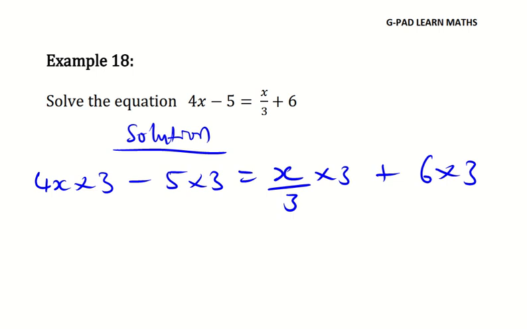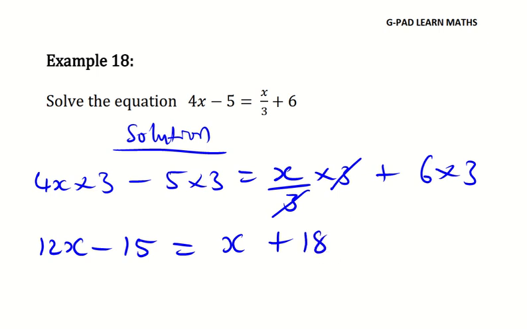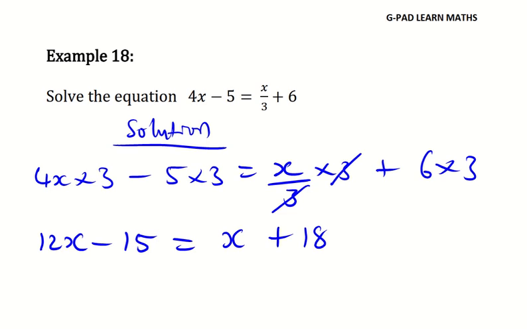Fair play. Now what's 4x times 3? That's 12x. What's 5 times 3? That's 15. And see, watch this now. This will cancel this and have only x remaining. What's 6 times 3? That's 18. Beautiful. So it's now time to collect like terms.